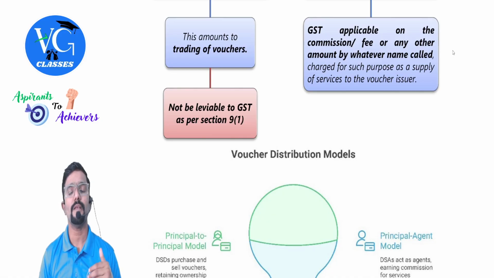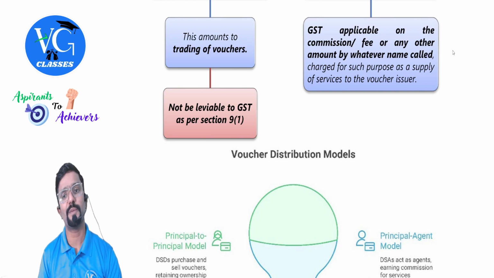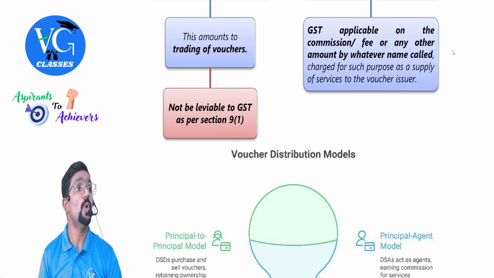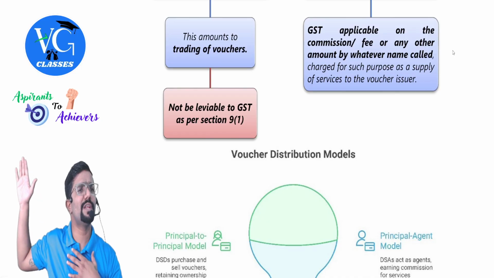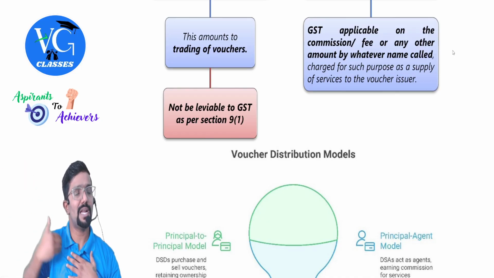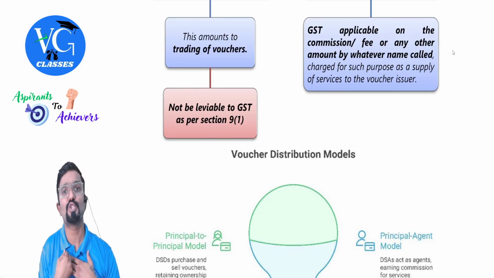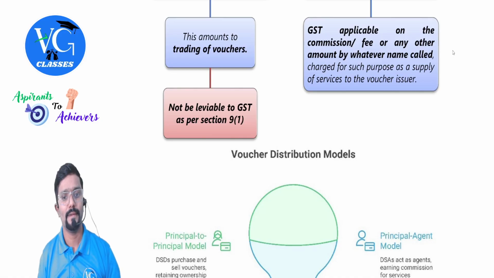Yes. GST applicable on the commission or fee or any other amount by whatever name called, charged for such purpose as supply of services to the voucher issuer. Who is the voucher issuer in my example? Reliance. And I am the agent or distributor. Whatever I will be earning from Reliance is called commission, on which I am liable to pay GST.